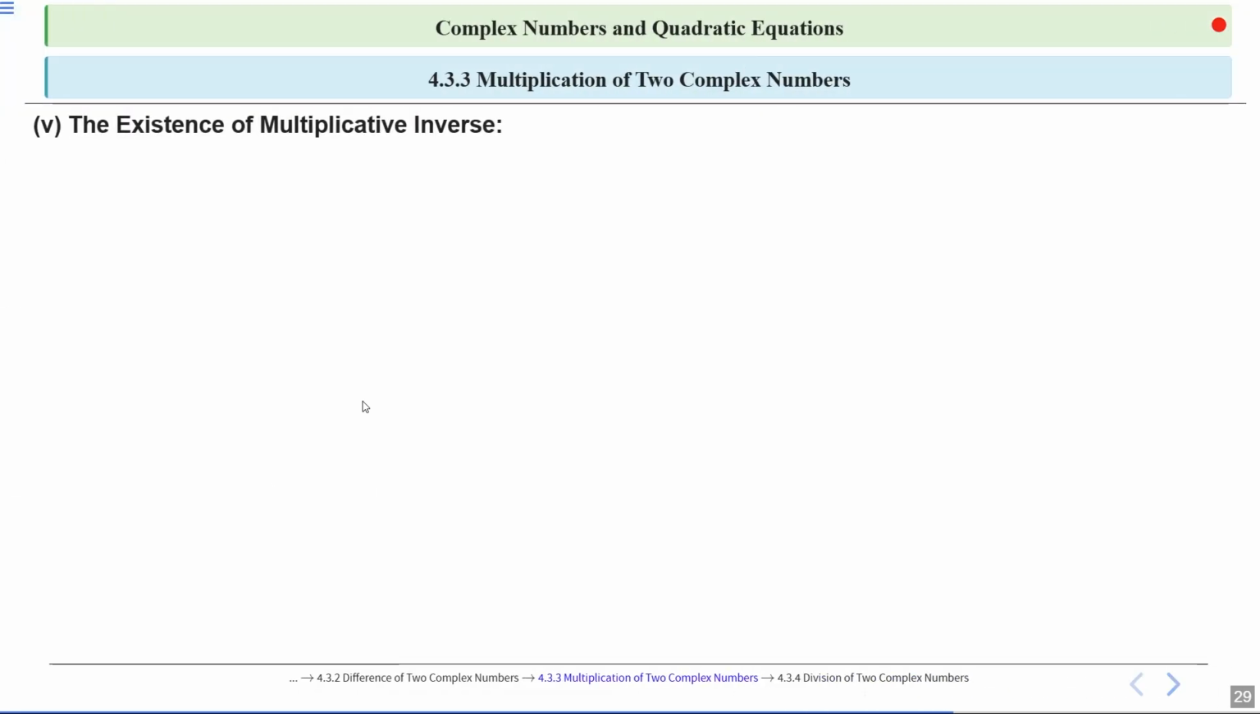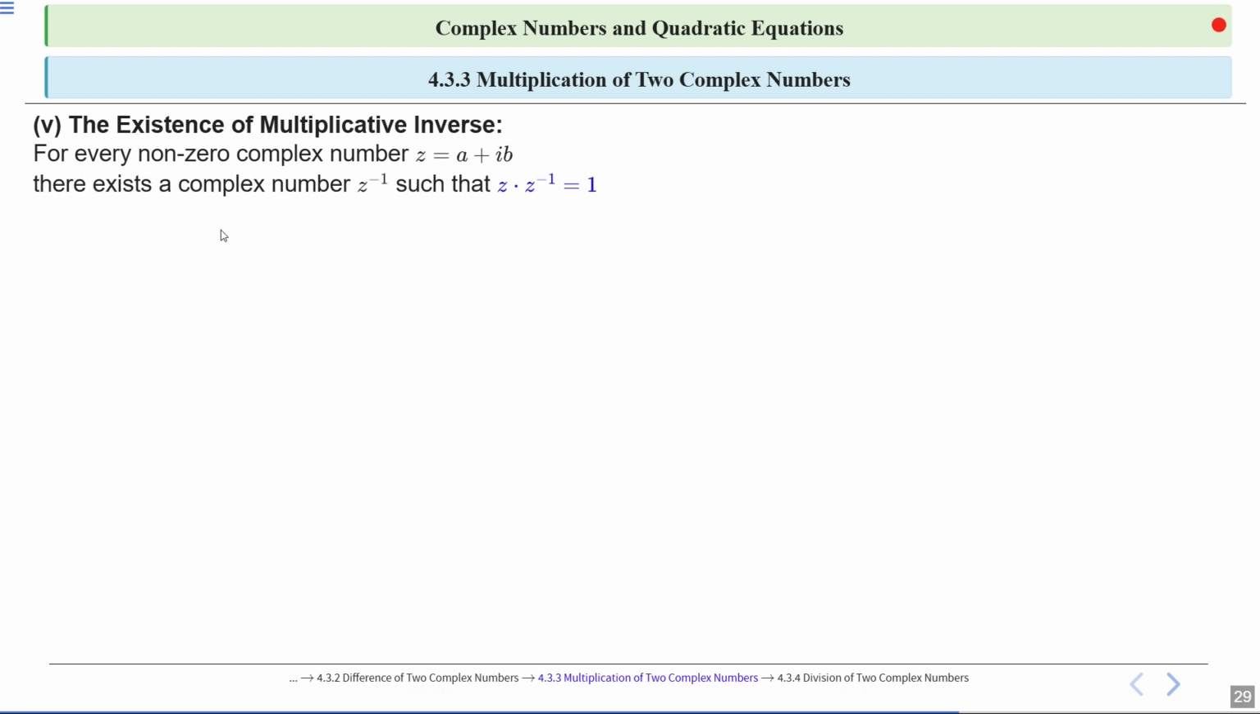So now we will discuss the existence of the multiplicative inverse. For every non-zero complex number z equals a plus iota times b, there exists a complex number z inverse such that z times z inverse equals 1, where z inverse equals a divided by a square plus b square plus iota times minus b divided by a square plus b square. Now we will see the explanation.